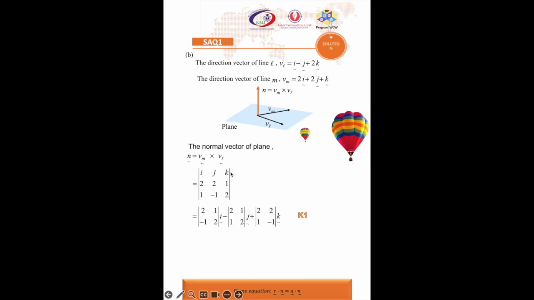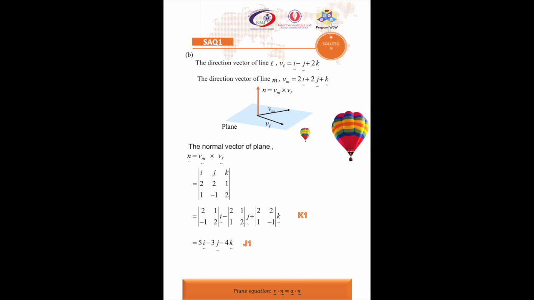So how do we do this is by covering this part and this part. So 2, -1, 1, 2. So you're going to get that for i. So if you want to find j, you have to cover this part and this part, the one that intersects with the j. So you're going to get 2, 1, 1, 2. And if you want to get k, you have to cover this part and this part. So 2, 2, 1, -1. And then you have to remember that you have to do positive i, negative j, and positive k. So you'll get 1 mark.